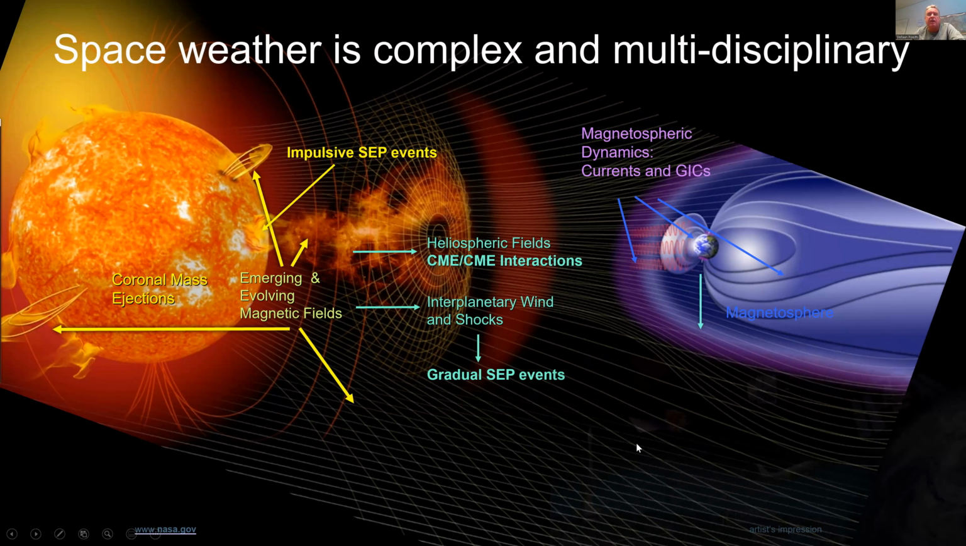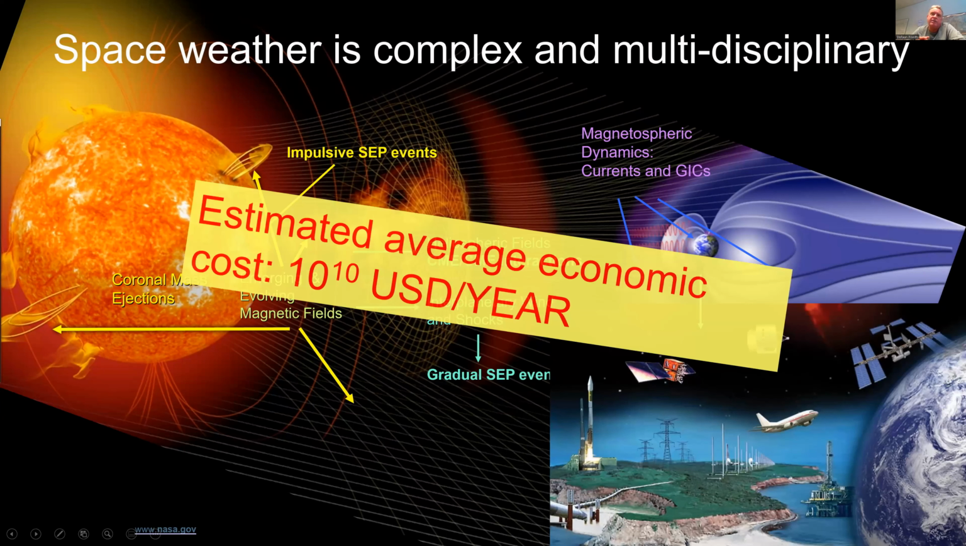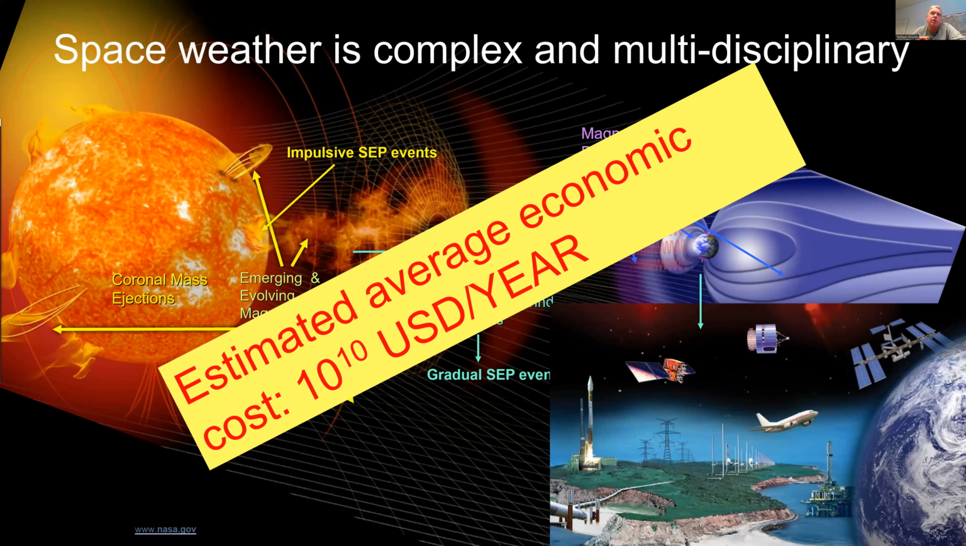So the effects I have mentioned, the estimated average economic cost is $10^10 per year, so $10 billion per year. This is during the normal space weather operation, like we have the everyday space weather. So the socio-economic impact is rather gigantic, but what we are most afraid of is an extreme event.